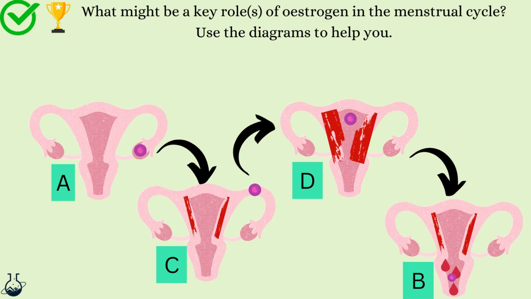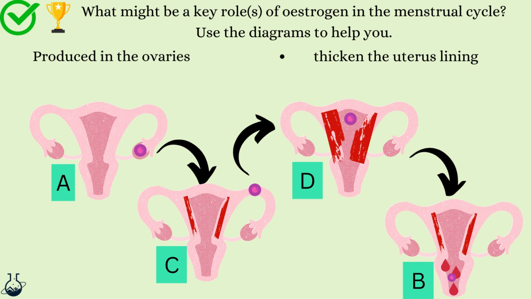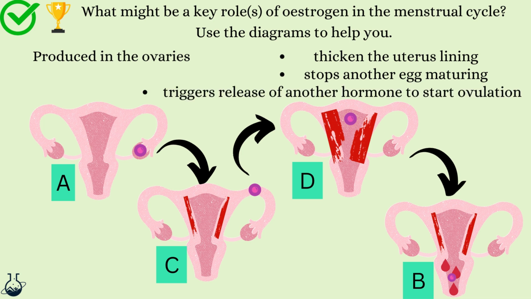We can look at what changes are happening in the diagrams to determine the key roles of estrogen in the menstrual cycle. We already know that it's produced in the ovaries, which allows the uterus lining to thicken, role 1. And you can also see in the diagrams that it only allows one egg to mature. So estrogen works with other hormones to allow this. Along with triggering the release of another hormone that starts ovulation, estrogen does not cause ovulation directly, it acts like a messenger to get it started.